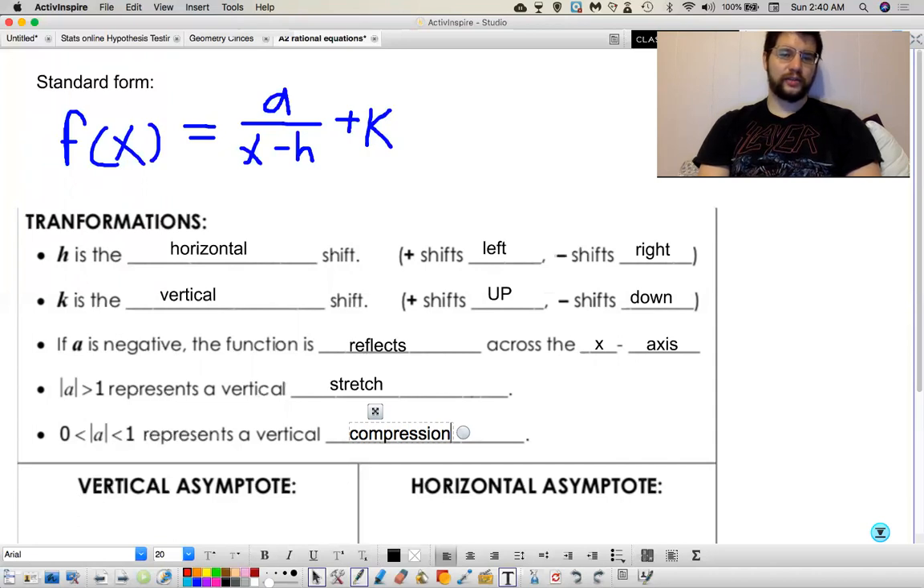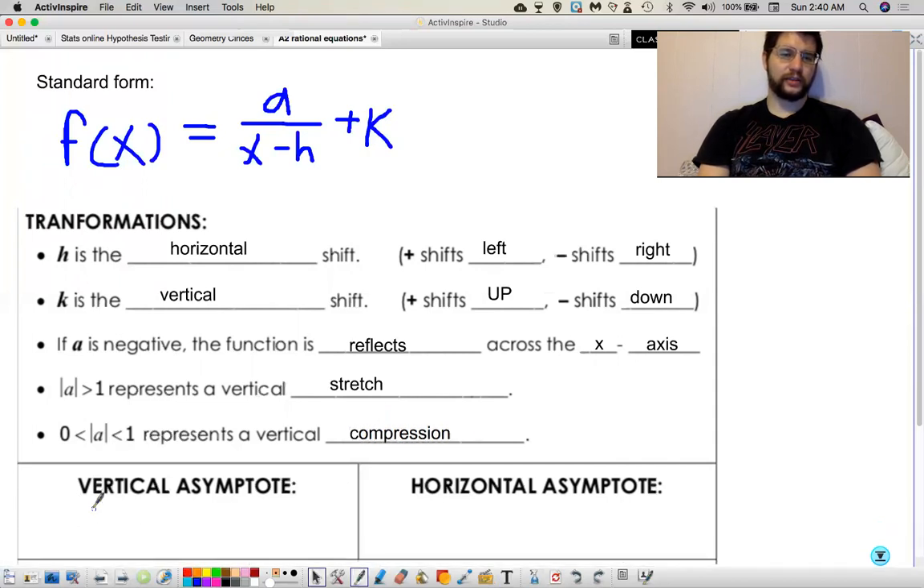The vertical asymptote, that's always going to be x equals something. It's going to be x equals whatever h is. And if you think about it, that's what would make our denominator 0. That's how we get our vertical asymptotes. We let our denominator be 0. So that's any kind of vertical asymptote. We'll be dealing with rational functions later, and that's how we'll find the vertical asymptotes. Horizontal asymptote is y equals k. That's your vertical shift. That's what's going to move that horizontal asymptote up and down.